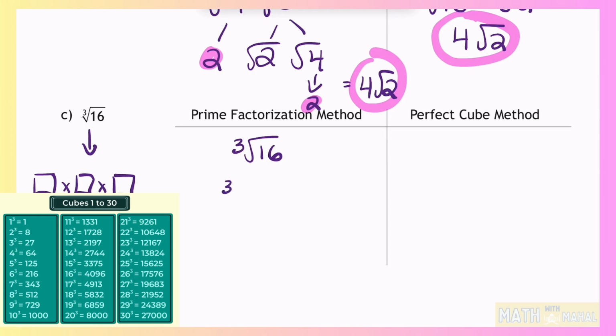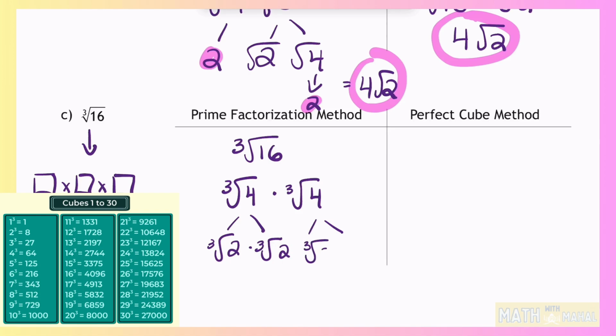So I have cube root 4 times cube root 4, we know is equal to cube root 16. Now each of these I can break down into cube root 2 times cube root 2. And then same thing with this. Now the difference between what we were doing up here and here is this time, like I said, it's 3 numbers that multiply to the same thing.